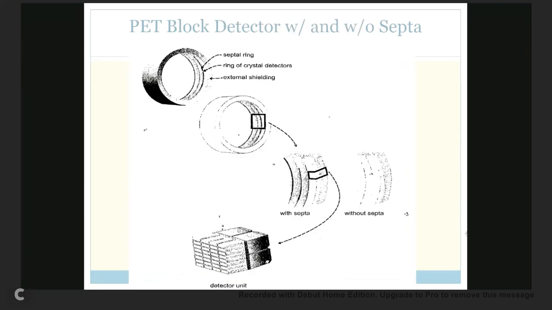Okay, so now you have your block detector. Alright, so with the septum, obviously, you see this detector unit right here with the septum. The septum would be along the lines of these here, where the spaces would be. And without the septum, it would be just one smooth block into your PM tubes. Okay?